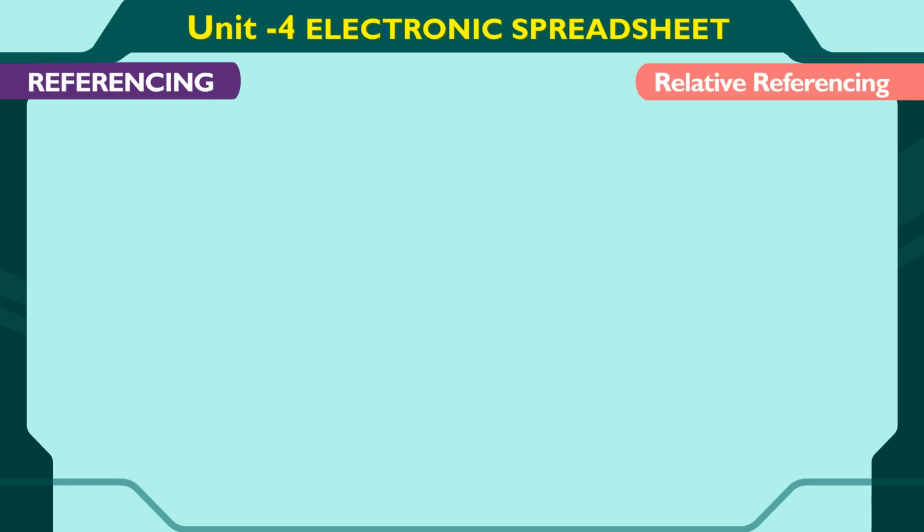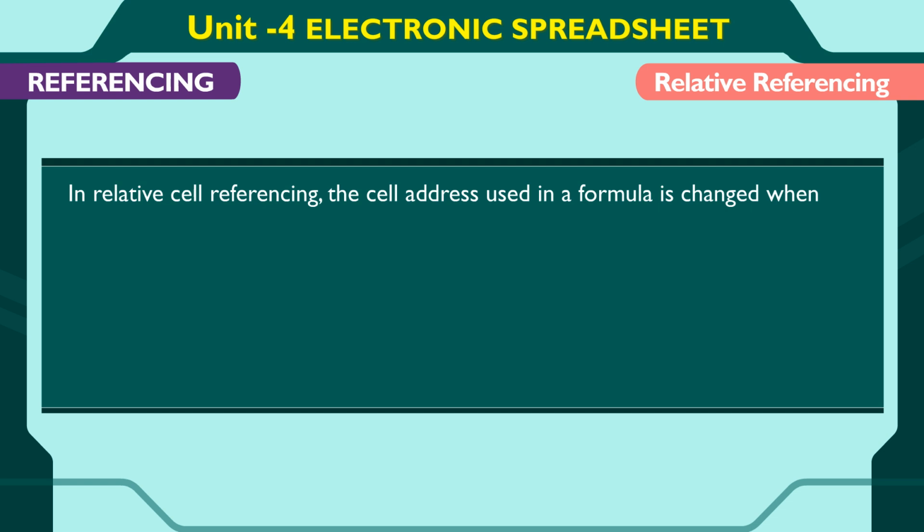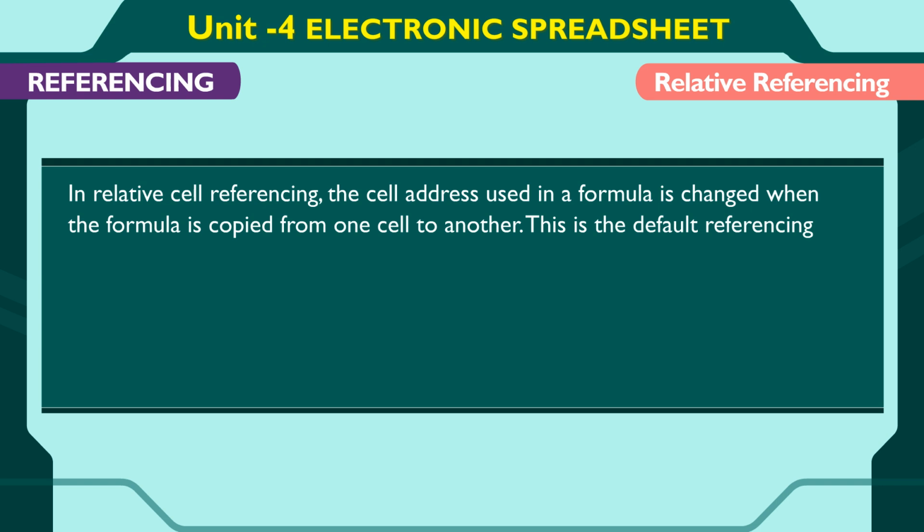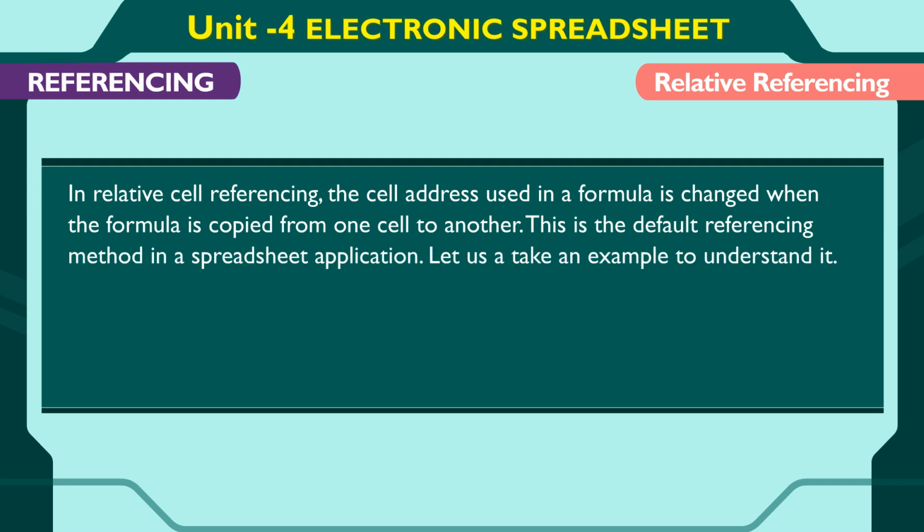Relative referencing. In relative cell referencing, the cell address used in a formula is changed when the formula is copied from one cell to another. This is the default referencing method in a spreadsheet application. Let us take an example to understand it. Follow the given steps to use the relative cell referencing.